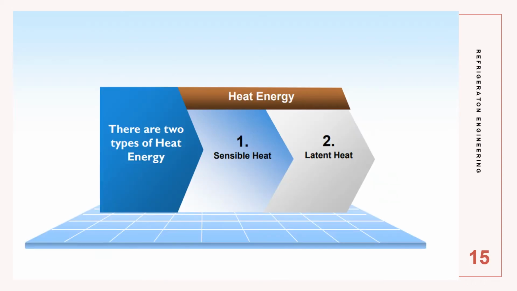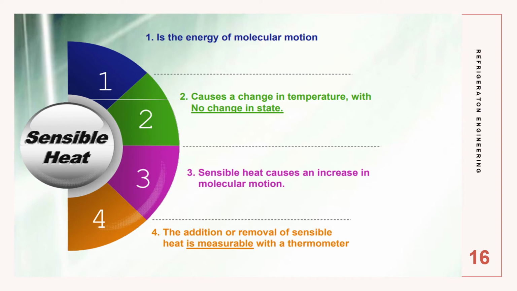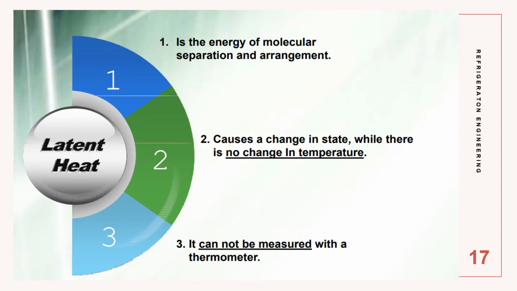There are two types of heat energy. We have sensible heat and latent heat. Sensible causes a change in temperature with no change in state. Latent causes a change in state while there is no change in temperature. It cannot be measured with a thermometer. That is latent.